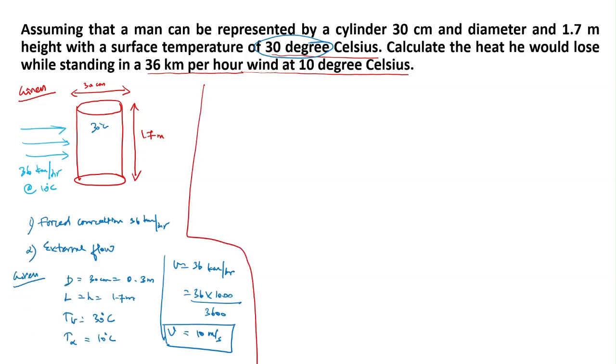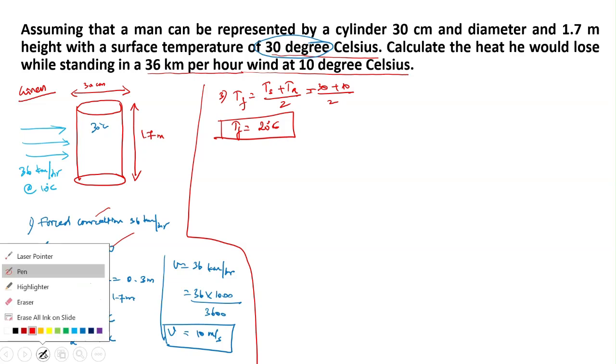In that condition, first we assume forced convection, then we find external flow. Third, you are going to find the film temperature. Film temperature is the average of surface temperature and ambient temperature, that is 30 degrees Celsius plus 10 degrees Celsius divided by 2. So the film temperature is 20 degrees Celsius. This is the first condition you find.